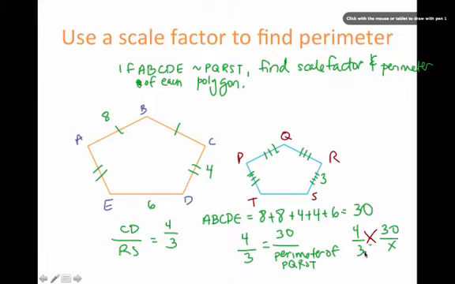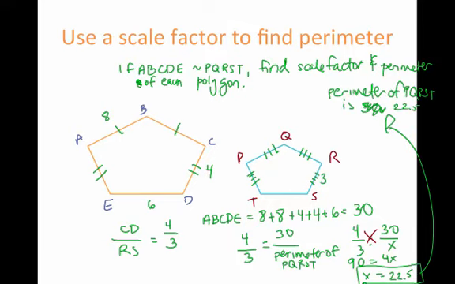And then just use cross products. So it would be 3 times 30, which is 90, equals 4x. So x, if I divide by 4, then x would equal 22.5.